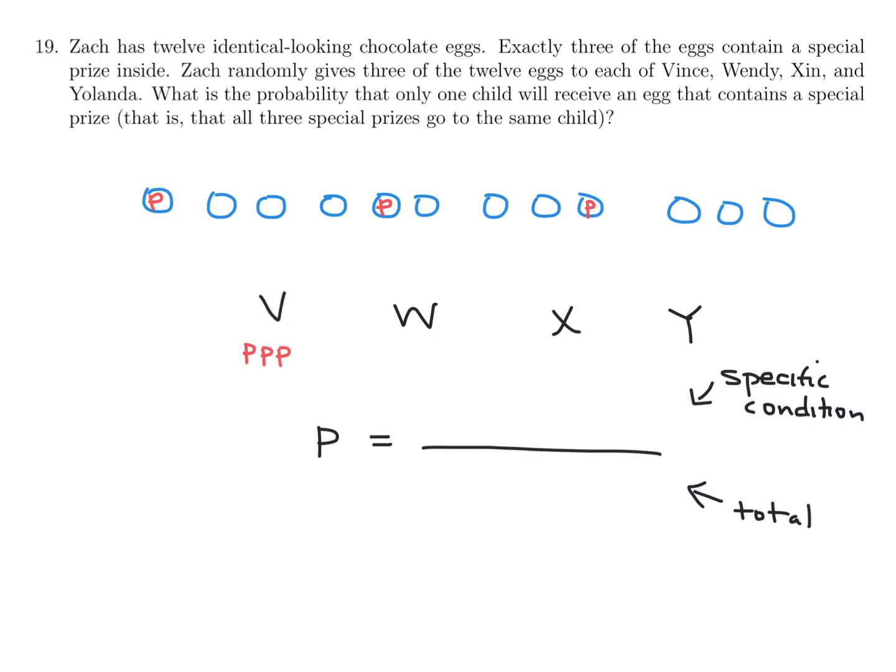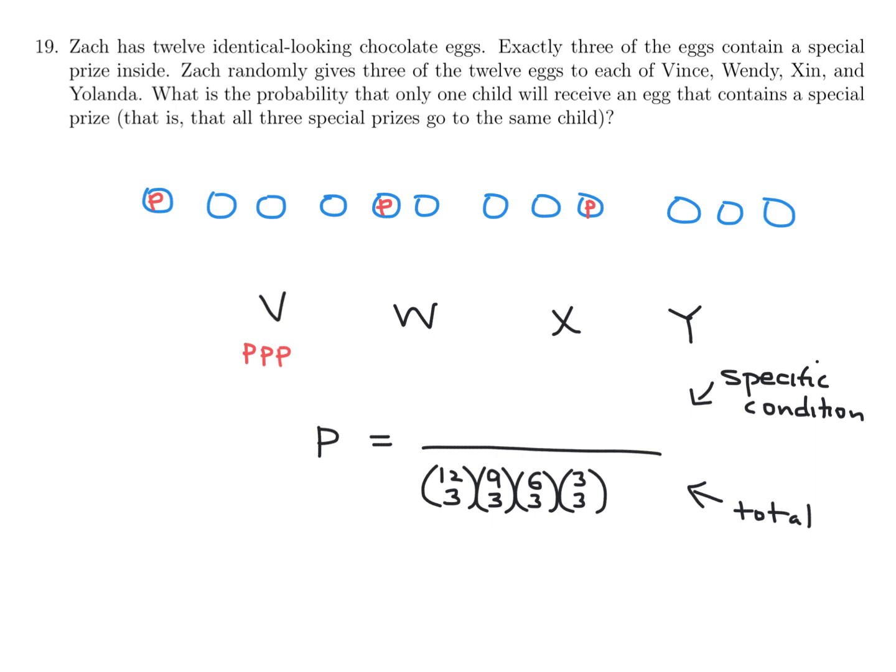So from 12, first you're going to choose 3. And then from the remaining 9, you're going to choose 3 to assign to the next kid. And then from the remaining 6, you choose another 3. And then from the remaining 3, you choose the final 3. Okay, I'm pretty sure that's the total. That's got a huge number, right?